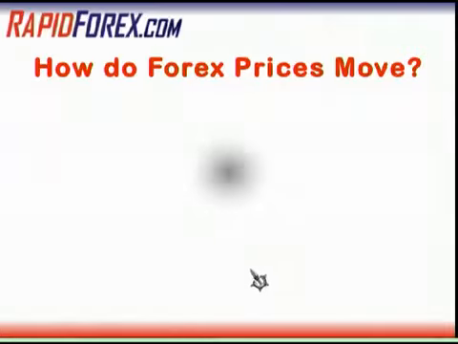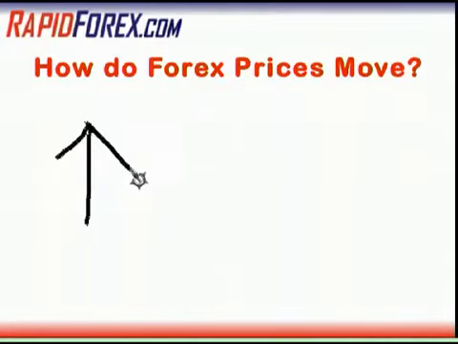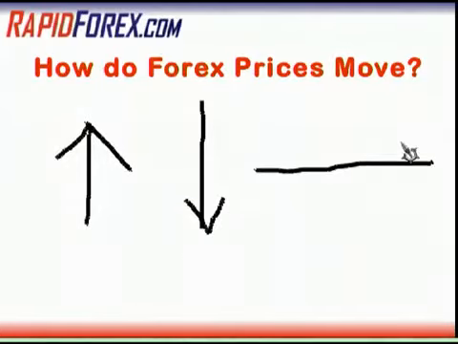The first thing we're going to look at is how Forex prices move. And prices can only really move in three different directions. Prices can move up, prices can move down, or prices can move sideways. And when we look at these three price movements, we'll be able to form an entire Forex trading system when we understand how that works.